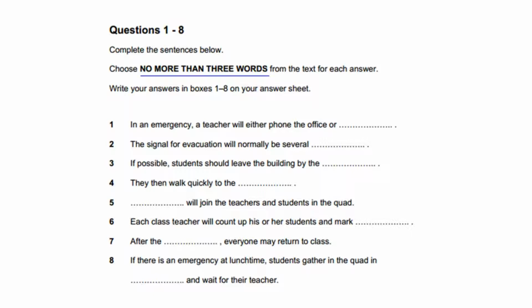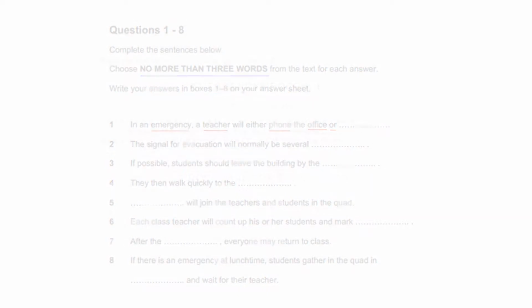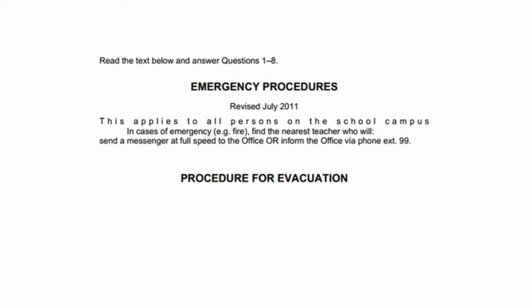Now that you have read the sentence, you need to underline any keywords. Okay, I would underline emergency, teacher, phone, office, and or. Once you have underlined these, go back to the beginning of the text and scan the text for these words. It should be in the first paragraph, the answer. If you read it, it says, Emergency Procedures revised July 2011. This applies to all persons on the school campus.